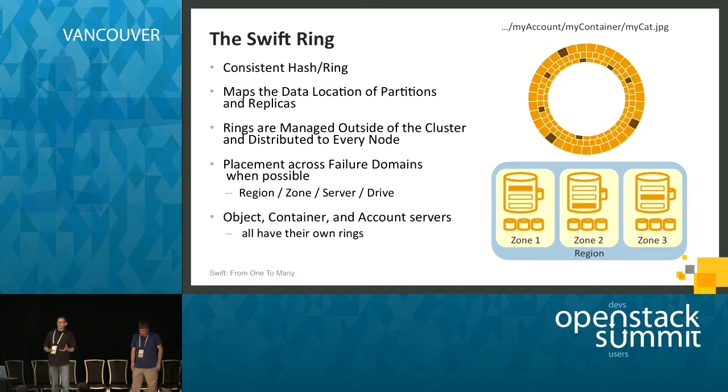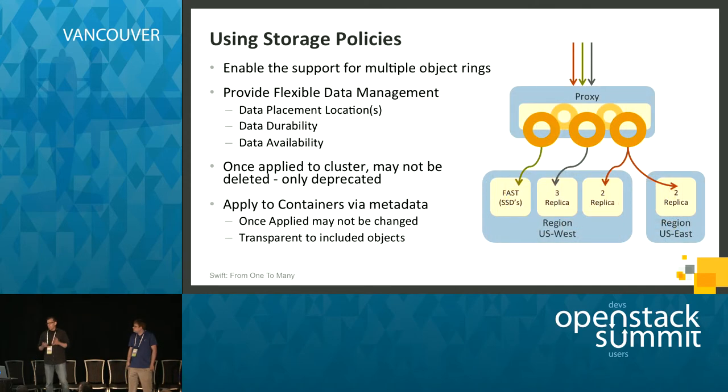Object, container, and account services all have their own ring. And up to the multiple storage policies, you had three rings in Swift. You had a single object policy. And whatever your replica was set on that object policy, that was the replica for your entire cluster. So now we have multiple storage policies. Using storage policies is a very, very powerful tool, and I would encourage you to explore it if you're not already. What it does is it enables the support to have multiple object rings. Once we have multiple object rings, that gives you the capability of very flexible data management.